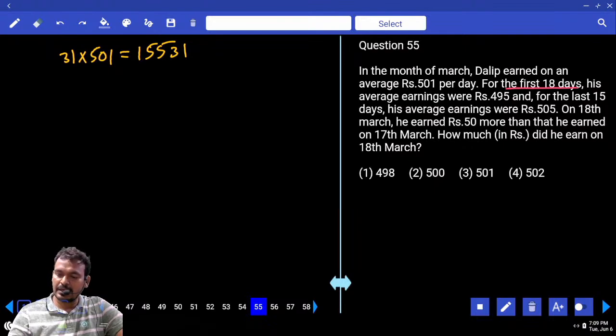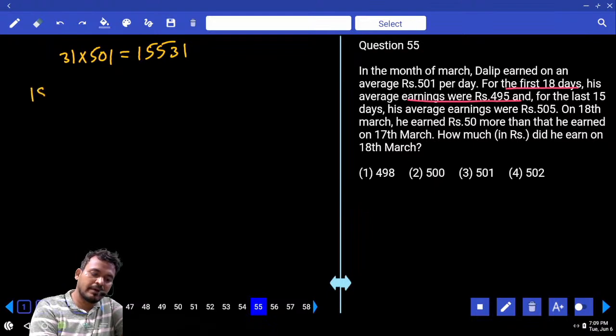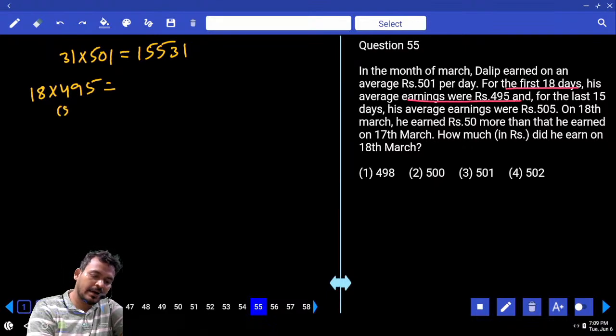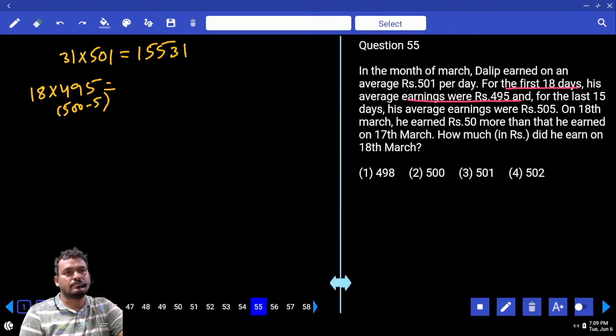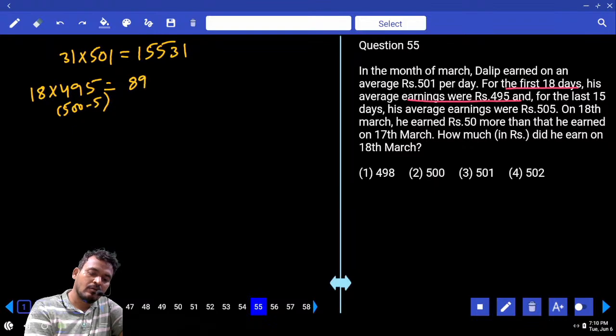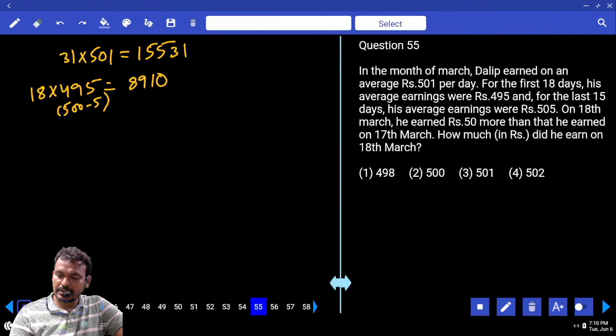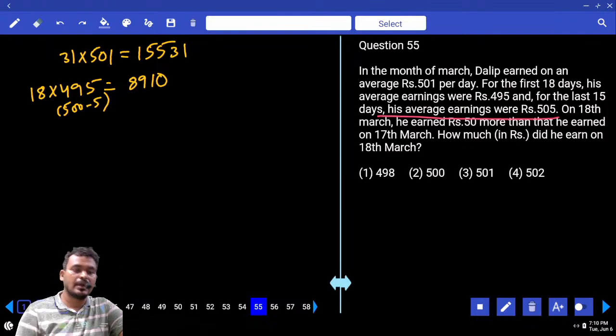For the first 18 days, how many rupees is the average? 495. 18 days value, 18 into 495. Okay, that is written as 500 minus 5. 18 into 500, 9000. 18 into 5, 90. 9000 minus 90, 8910.